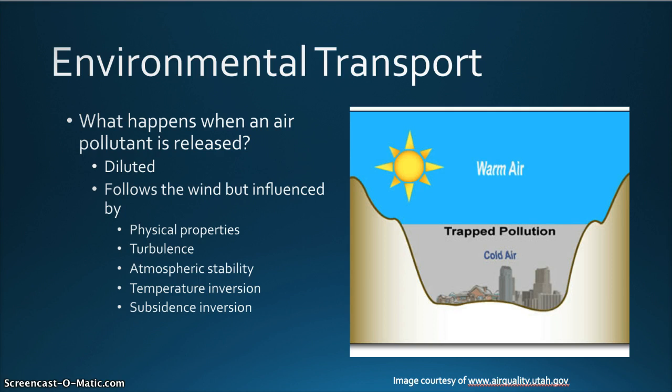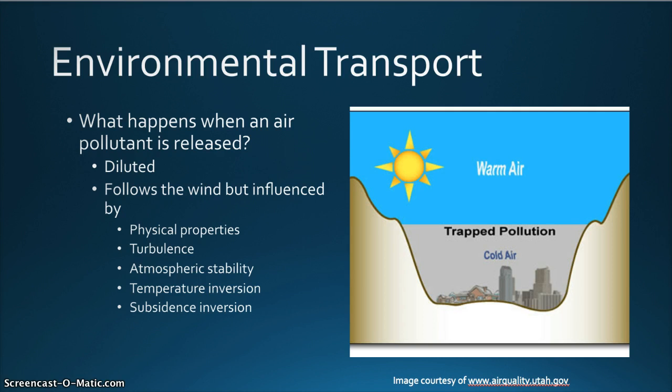Another type of inversion is called a subsidence inversion. These are created when a high pressure system sinks and presses the air beneath. An increase in pressure creates an increase in temperature. However, under most conditions, the air closest to the ground remains turbulent and allows for some pollution dispersion.